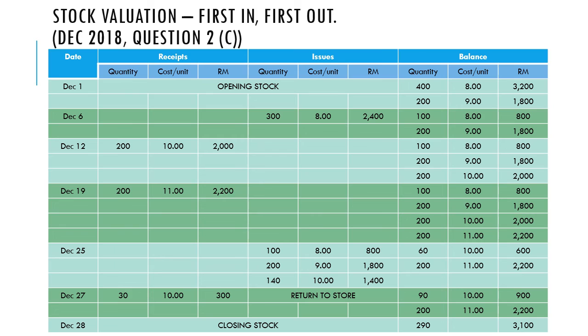On December 27, the production department returned the stock to the store. So you put under the receipt column 30 kilogram at 10 ringgit. So you add on to the older stock, 60 plus 30, you get 90 at 10 ringgit here, and 200 remain as it is. Since there is no discrepancy when they did a physical stock take, you can see closing stock is 290 plus 200, and the total cost is 3,100.